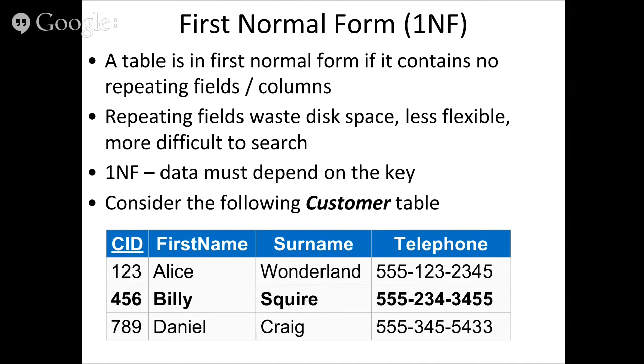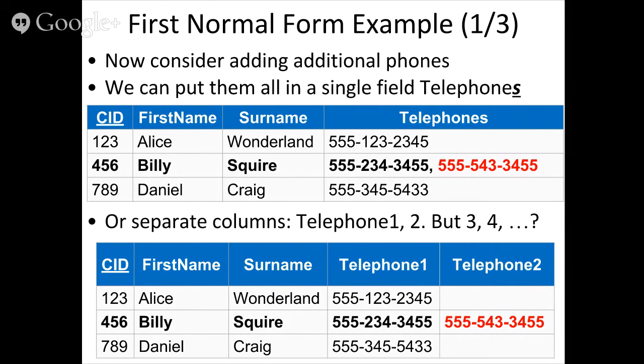There are several naive ways to capture this. One solution might be to capture this in comma-separated lists. I'll keep my attribute telephone, grab all my telephone numbers, concatenate them, separate them by commas, and put them in that field. That's one of the typical solutions.